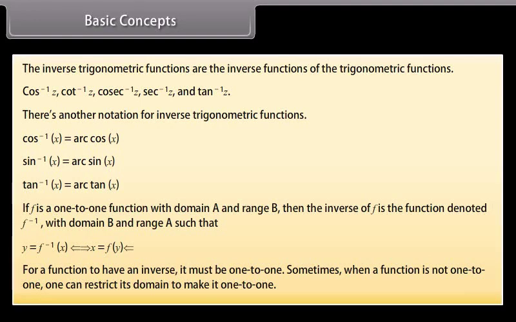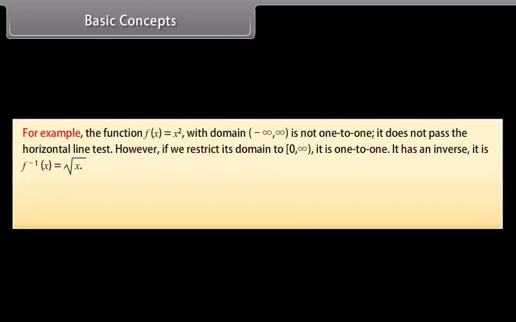Sometimes, when a function is not one-to-one, one can restrict its domain to make it one-to-one. For example, the function f of x is equal to x squared with domain negative infinity to infinity is not one-to-one. It does not pass the horizontal line test. However, if we restrict its domain to 0 to infinity, it is one-to-one. It has an inverse. It is f inverse of x equal to square root of x.